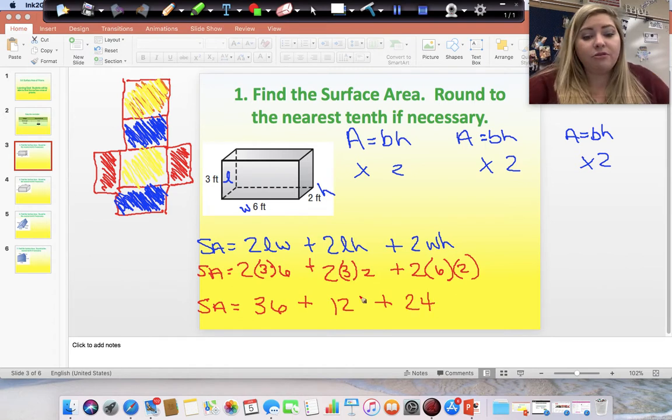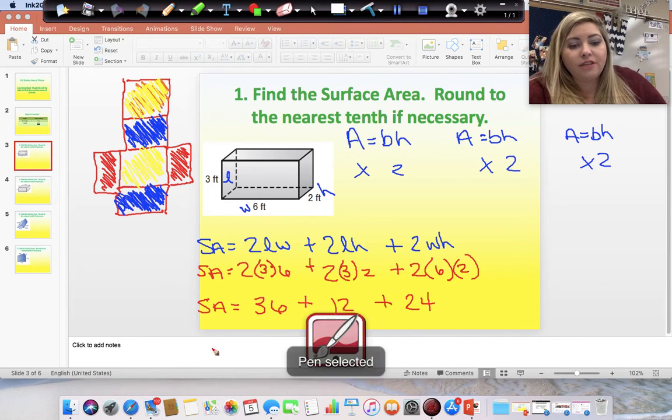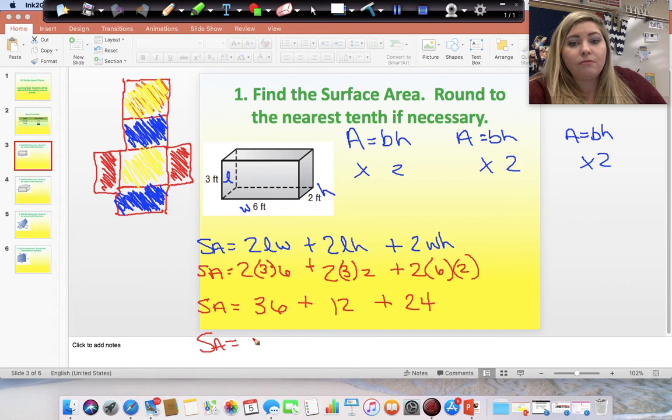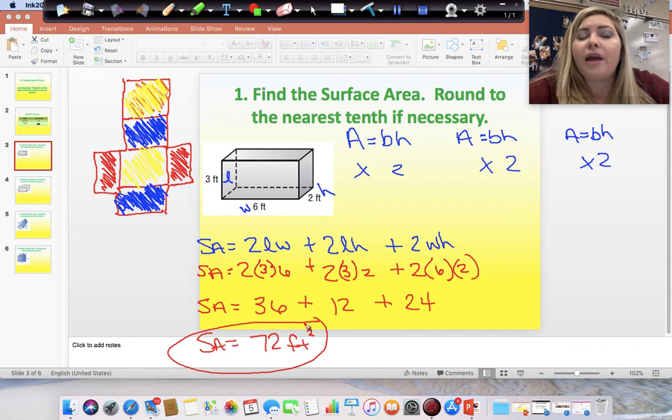And then we just add those together. 36 plus 12 plus 24. That gives us 72. So the surface area for this rectangular prism is 72 feet squared. It is squared because we are still dealing with area.